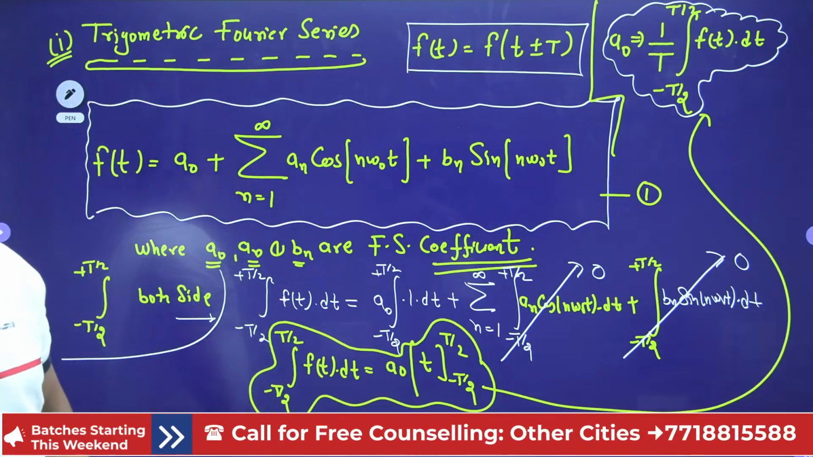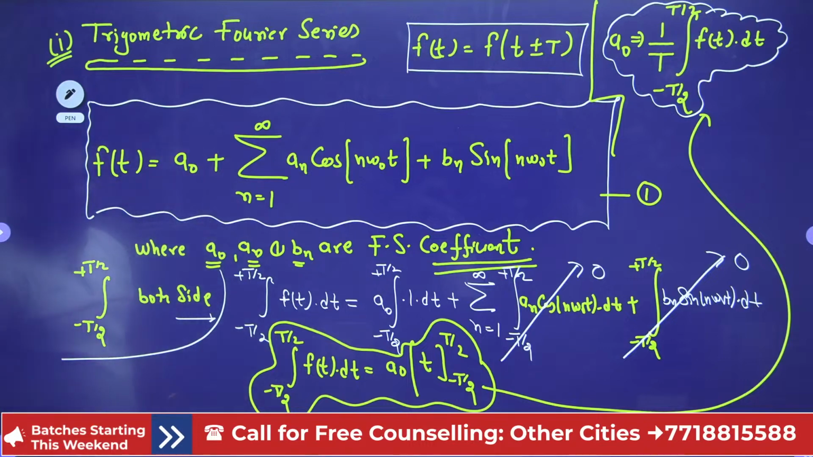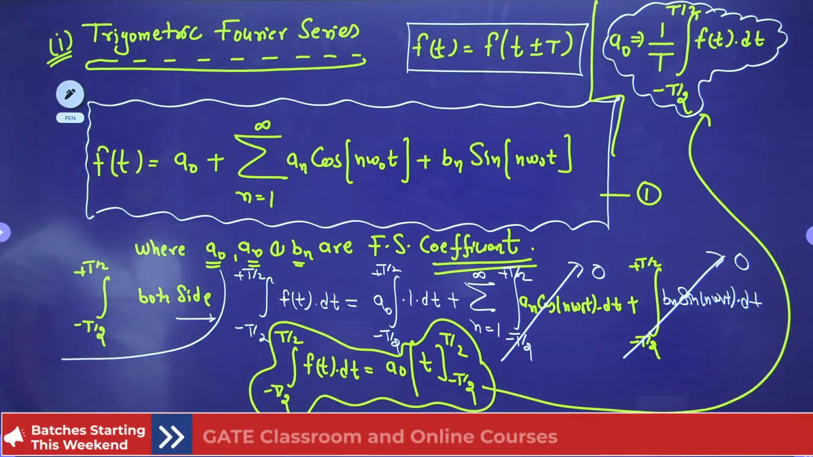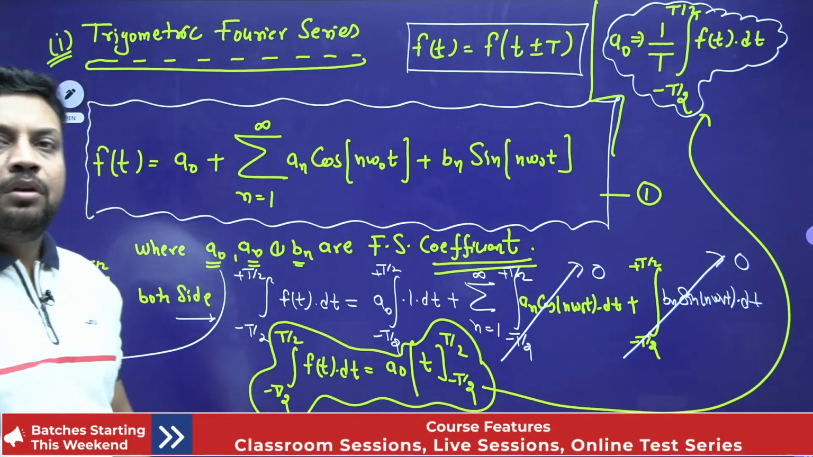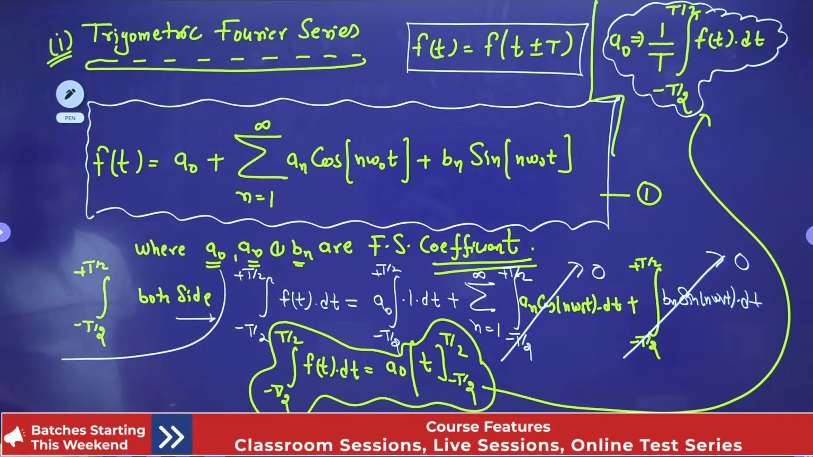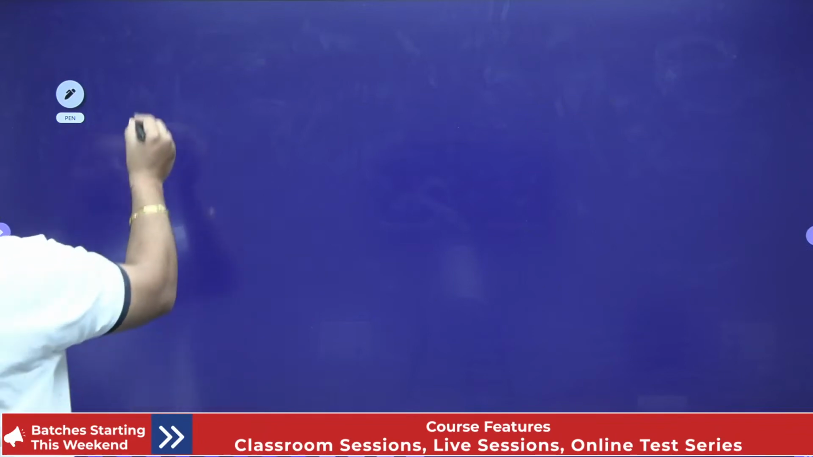So this is nothing but my A0 Fourier series coefficient. Similarly, children, we can also go for an and bn. I think as far as this slide is concerned, you guys have already noted it down. Yes or no? Just do reply. So now I am going for the next expression.